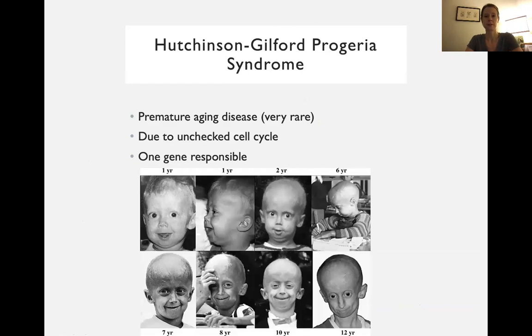Okay, and then this is the last thing I wanted to talk about, very briefly, a syndrome that actually results from unchecked cell cycles. It's called Hutchinson-Gilford progeria syndrome. It's really rare. It is genetic. There's only one gene, out of the many, many genes we have, that is responsible for causing progeria syndrome. And it's basically rapid aging, so premature aging. And it's all due to a cell cycle that's just unchecked.